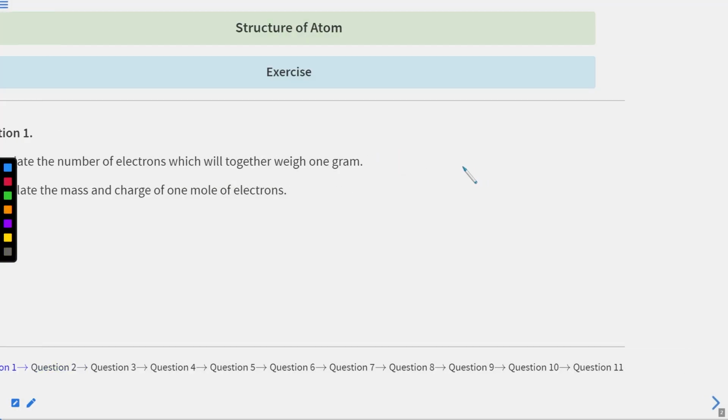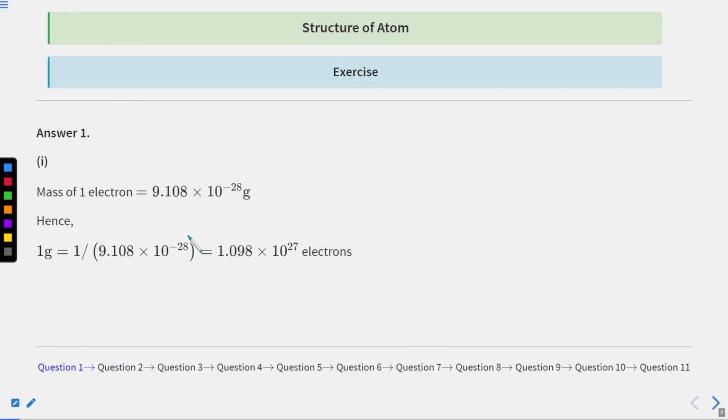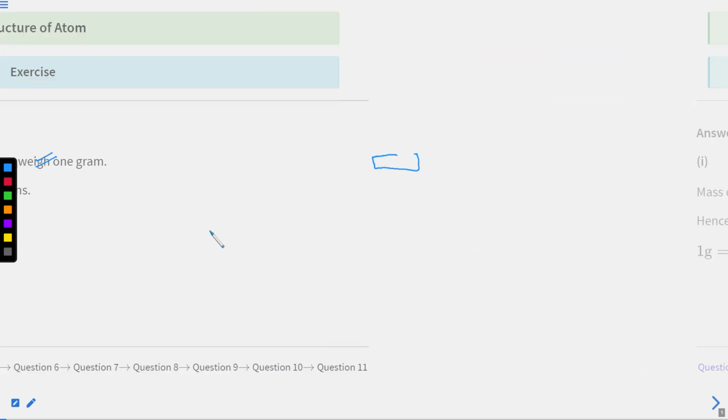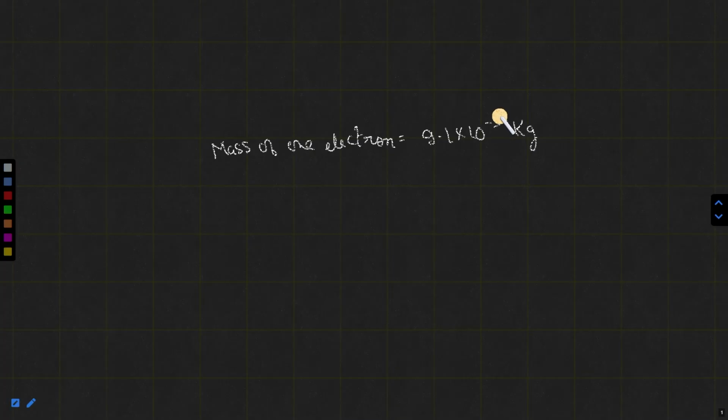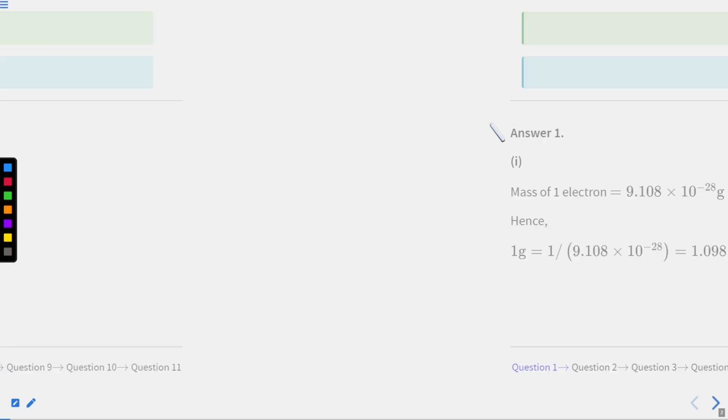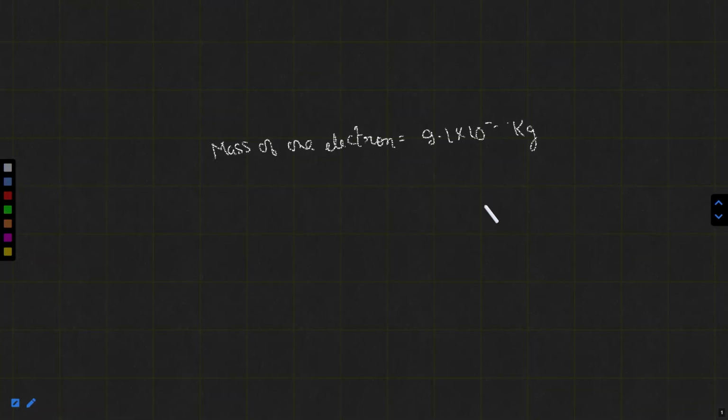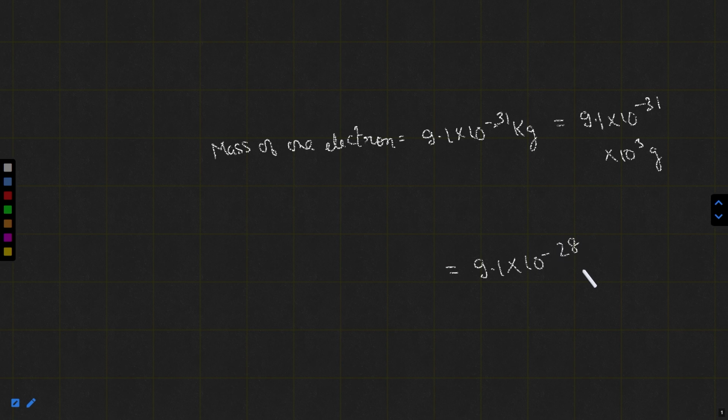We know this. Clear? That is the mass of 1 electron in kgs. Now, if I want to convert it into gram, it will be 9.1 into 10 to the power minus 31 multiplied by 10 to the power 3. That much gram, that would give us 9.1 into 10 to the power minus 28. So this is the mass of 1 electron.